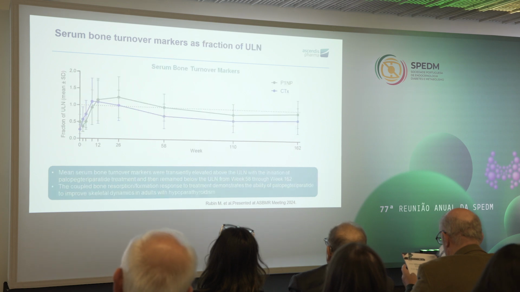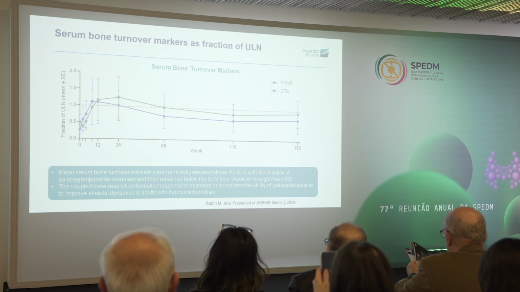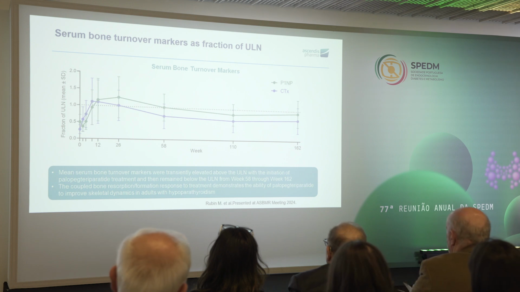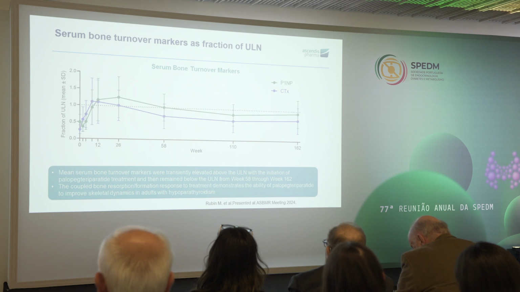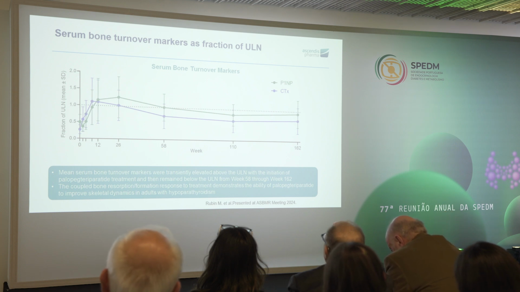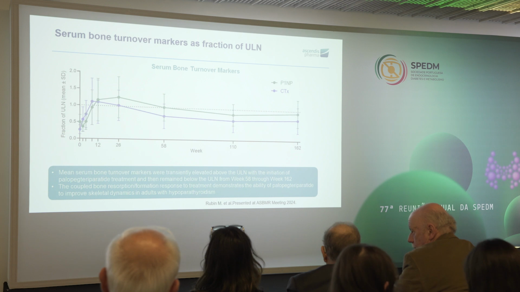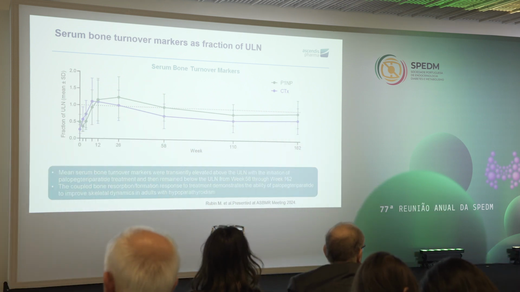And I think what is even more informative is maybe this slide, because here they wanted to present this as a fraction of the upper limit of normal. So what would you then consider to be a high bone resorption state, as we know, for example, from postmenopausal osteoporosis? Here you can see that they were only transiently elevated above the upper limit of normal, and then they remained below this, which is of course also age and sex matched for these patients for this treatment period.